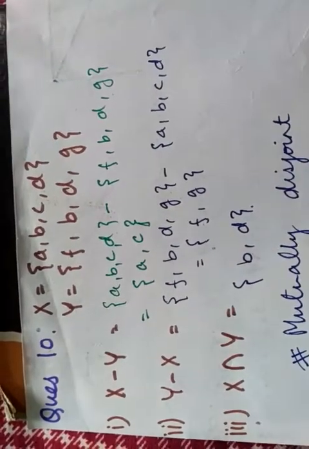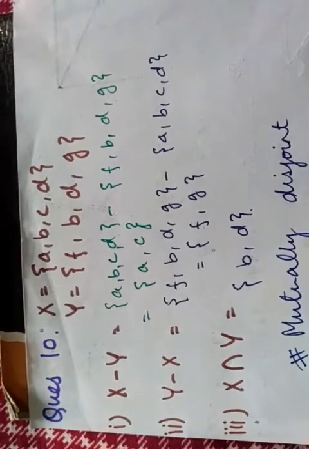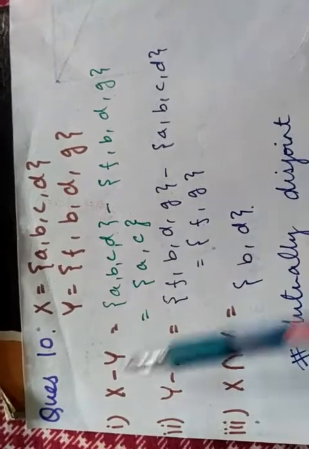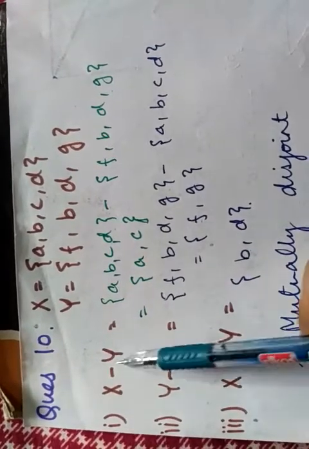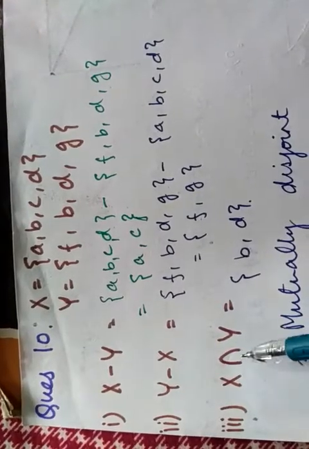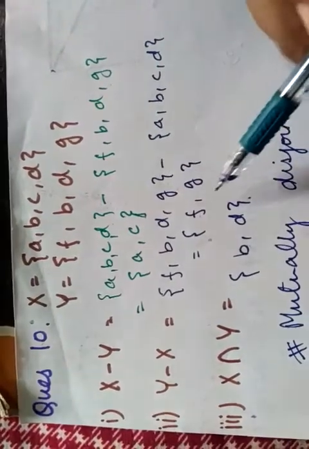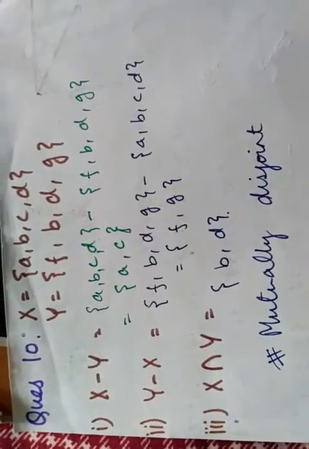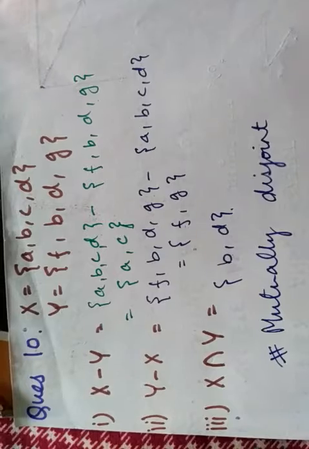Also, after finding these three things, it is clear that there are no common terms between them. That is X minus Y, Y minus X and X intersection Y. All three are mutually disjoint sets. That is, the intersection will give you the empty set. There will be no common terms between them.